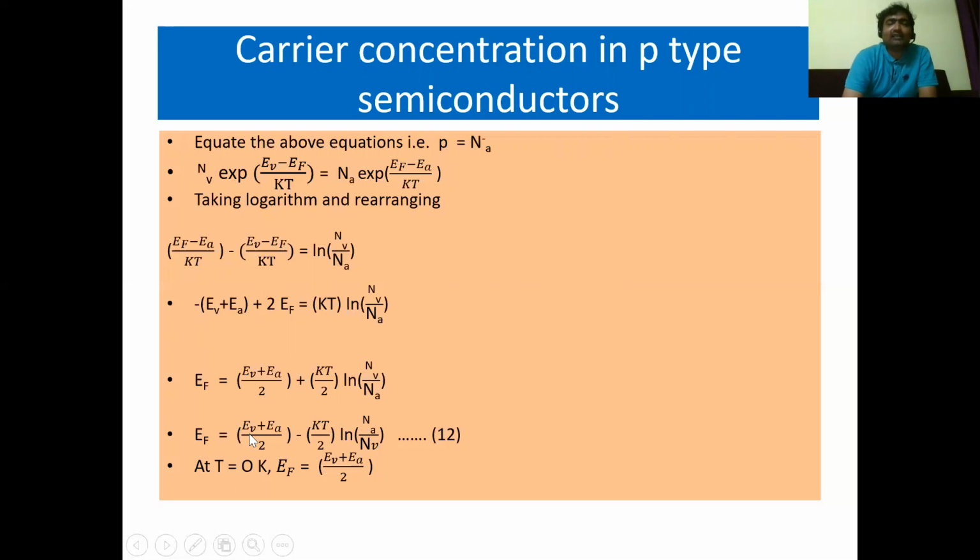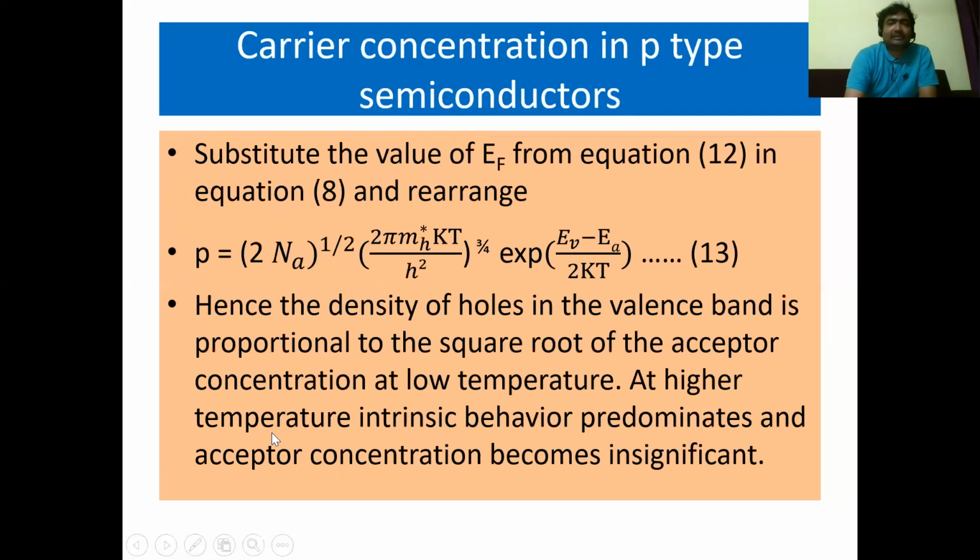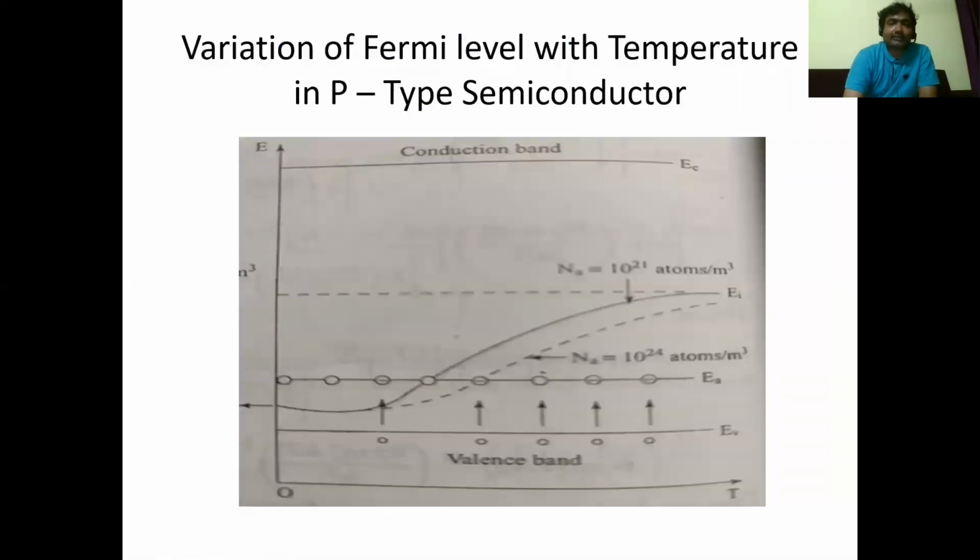which means that the Fermi level lies exactly half of the way between EV and EA. Here you can see, this is EV and this is EA. EV is the highest energy level in the valency band and EA is the acceptor energy level. So you can see the Fermi level at T equal to 0 K lies exactly half of the way between EV and EA.